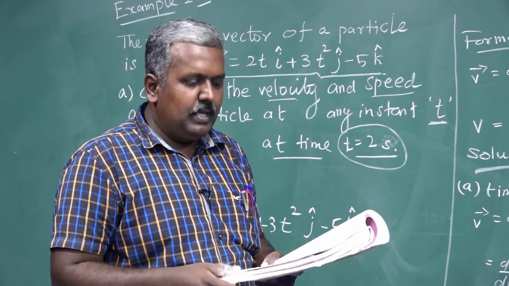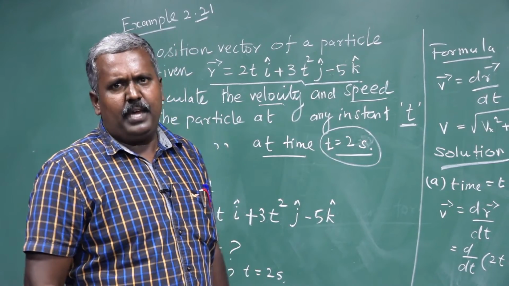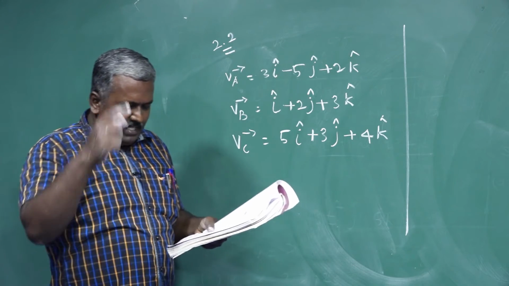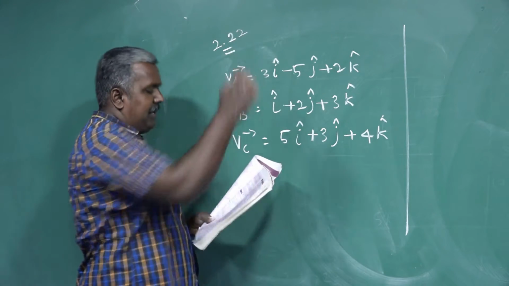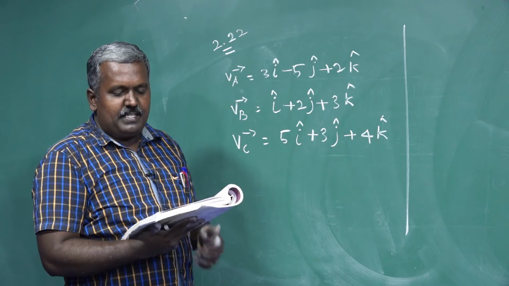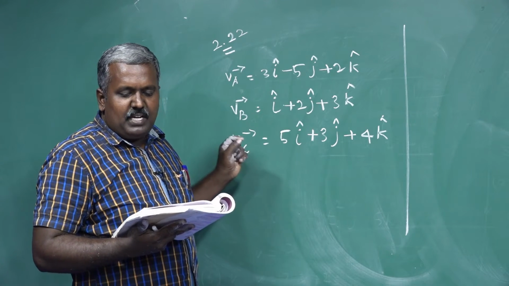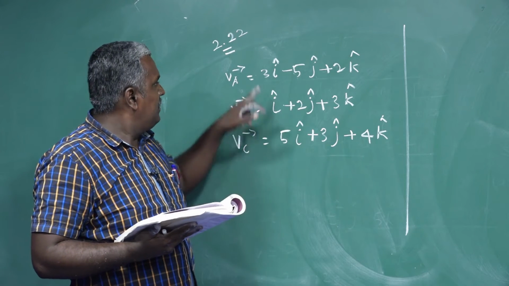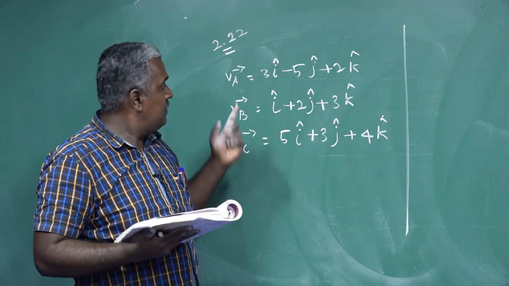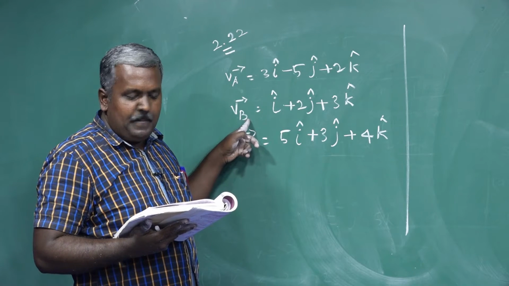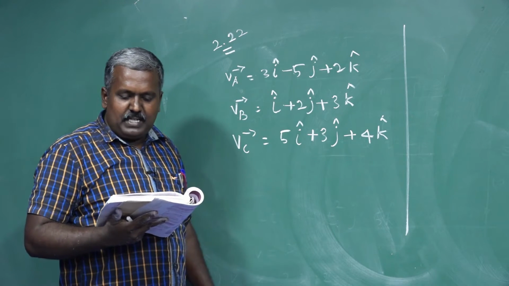Okay, close the book. Next we are going to discuss example problem 2.22. Take the book, page number 67. See example problem 2.22. Read. The velocities of the three particles A, B, C are given. VA is 3 i cap minus 5 j cap plus 2 k cap. Velocity of particle B is i cap plus 2 j cap plus 3 k cap. And the velocity of the particle C.